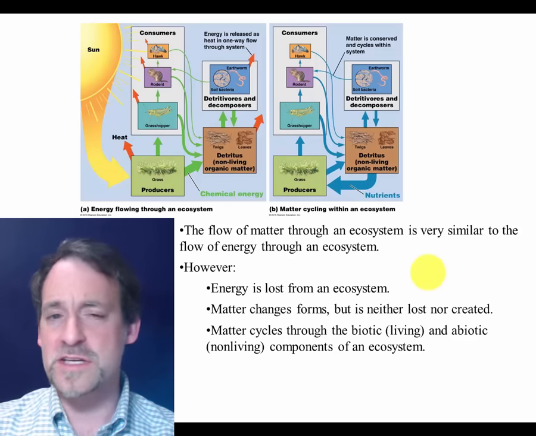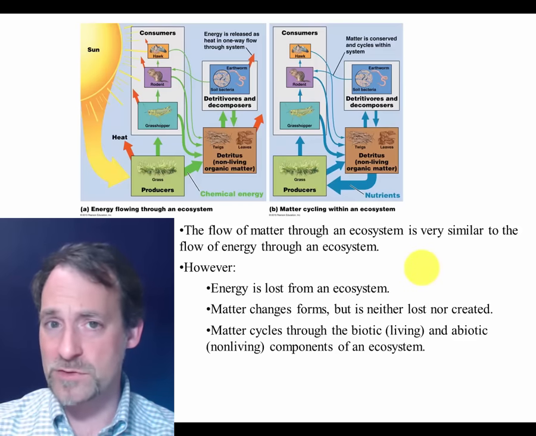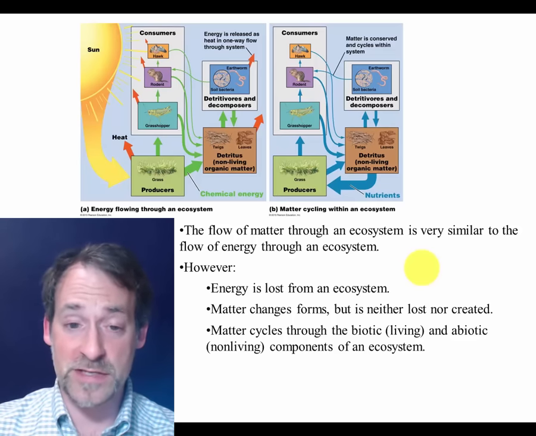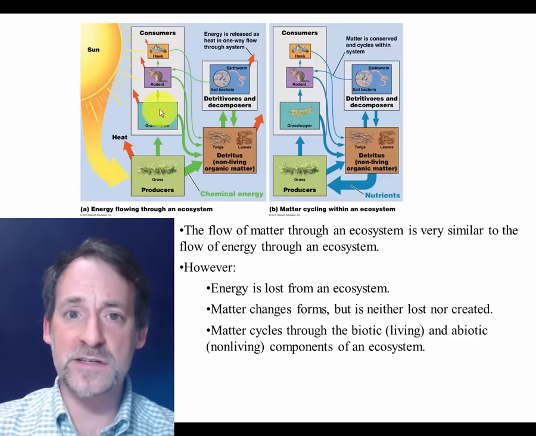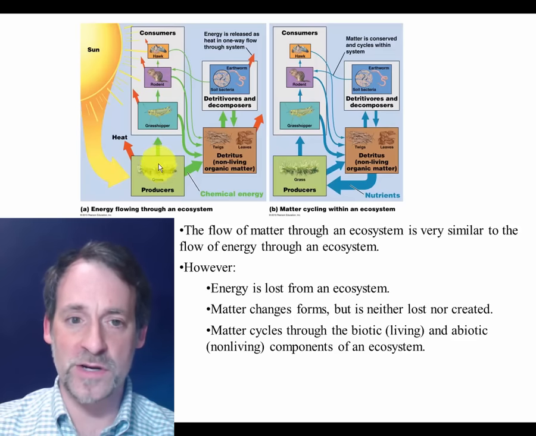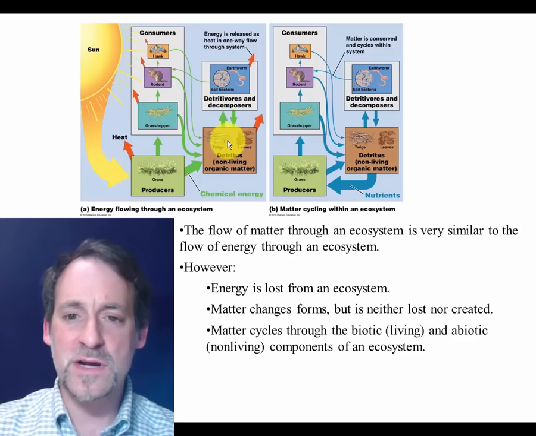One other interesting difference between the way that matter moves through an ecosystem and the way that energy moves through an ecosystem is that the matter cycles. So you'll notice over here in this diagram, basically the energy is largely making a one-way trip. It goes up the food chain, some of it goes down here, might go back up, might cycle through a couple times through the detritus, but ultimately it's all going to get lost.